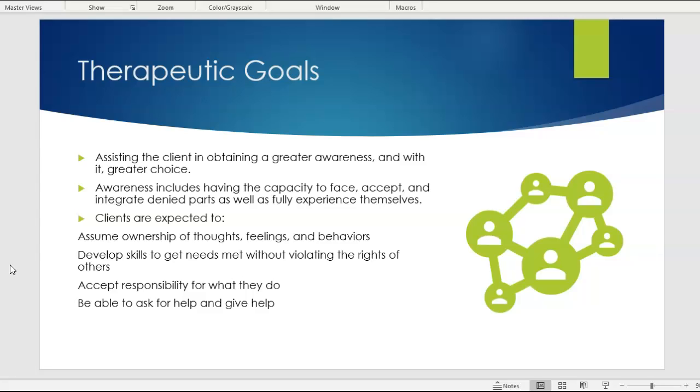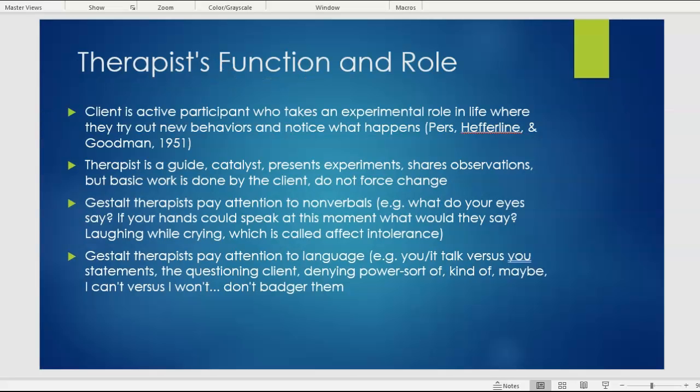Our goal as a Gestalt therapist is to assist the client in having greater awareness, kind of getting to that contact. This includes the capacity to face, accept, and integrate those denied parts from the unfinished business. Clients are expected to assume ownership of thoughts, feelings, and behaviors in the present. And they develop the skills to get needs met without violating the rights of others, which are those boundary issues with contact we just talked about. Accepting responsibility for what they do and being able to ask for help and give help are your therapeutic goals as a Gestalt therapist. So our function and role as a Gestalt therapist are as follows.